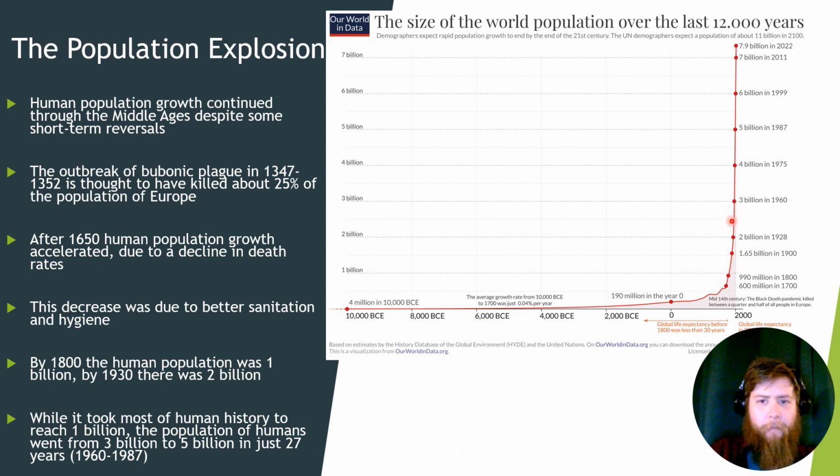And it took a long time. It took almost 10,000 years for us to get to 1 billion. It took us 130 years to get the next billion. And then we went from 3 billion to 5 billion in just 27 years. So human growth has gotten exponential starting right around here in this year 0.